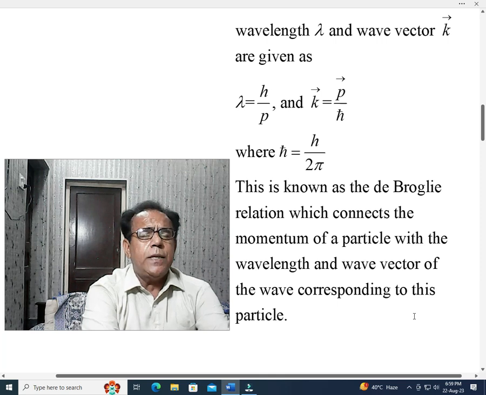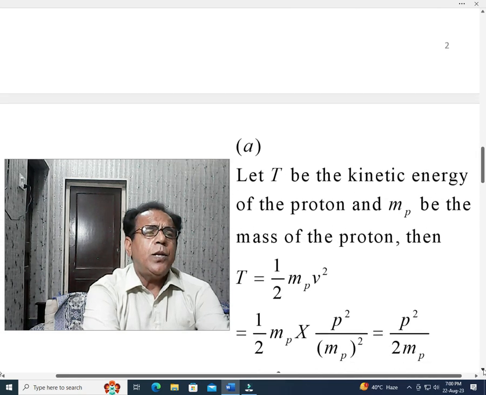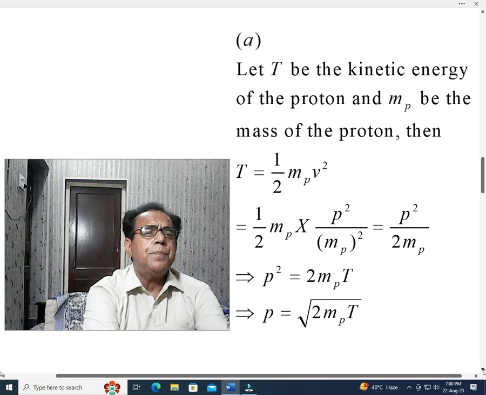This is known as the de Broglie relation, which connects the momentum of a particle with the wavelength and wave vector of the wave corresponding to this particle. Here the wavelength lambda is equal to h over p, and the wave vector of the wave corresponding to this particle is k equal to p over h cut. Now we move further. Now we come towards part A, in which a proton is under consideration, while in part B a bullet is under consideration.